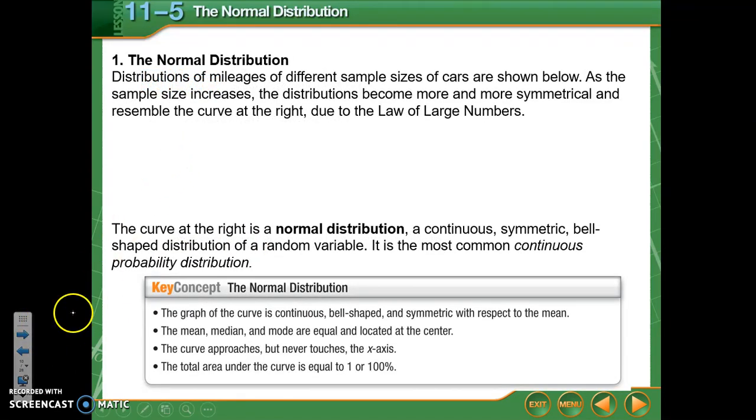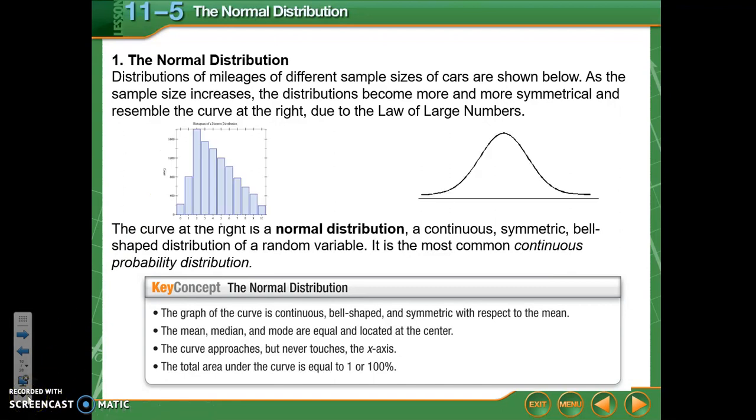So the normal distribution. In this situation, this is a discrete distribution on this side, and here we have a continuous distribution on the right-hand side. Basically, as the sample size gets bigger and bigger, distributions tend to look more and more like this. They get more symmetrical, and they resemble this curve. This is called the normal distribution because of the law of large numbers. The larger my sample size, the more symmetrical my distribution tends to be.